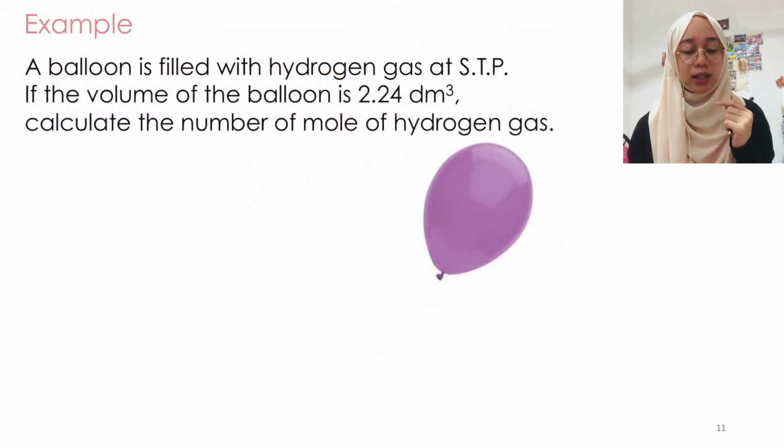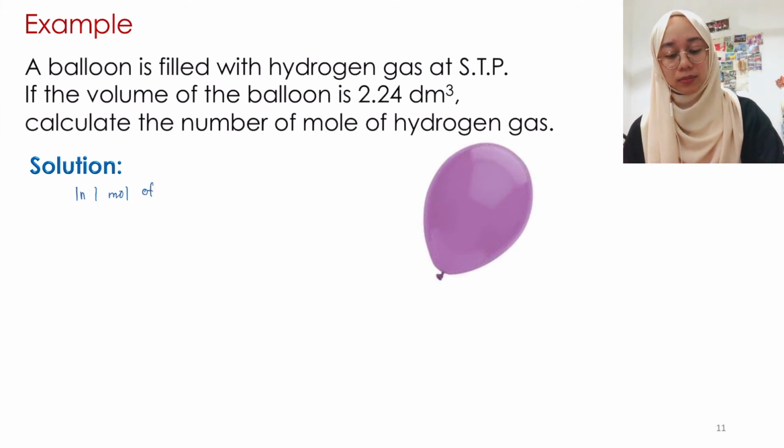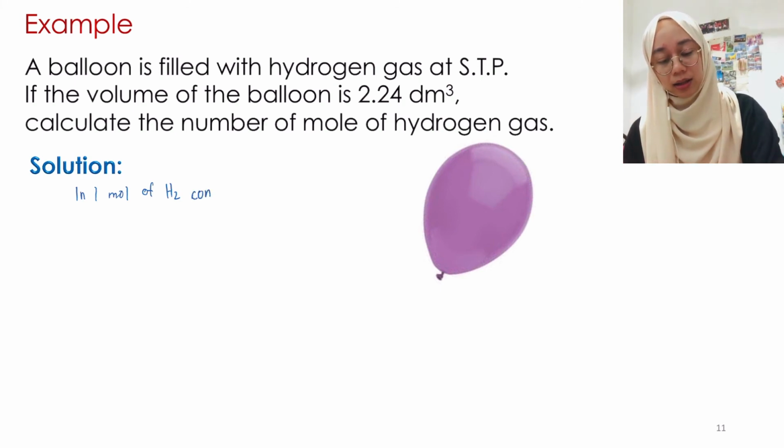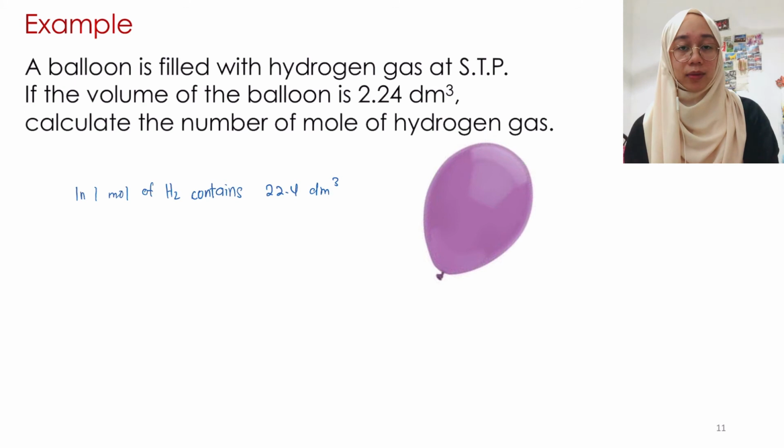Okay, so example. So a balloon is filled with hydrogen gas at STP. So if the volume of the balloon is 2.24 decimeter cube, so calculate the number of mole of hydrogen gas. Okay, so basically class, we know that in 1 mole of hydrogen gas, okay, at STP, okay, tapi Miss tak tulis lah. Okay, kamu dah tahu dah, dia ada tulis STP. In 1 mole of hydrogen gas contains berapa kalau STP tadi? It contains 22.4 decimeter cube of gas tu.